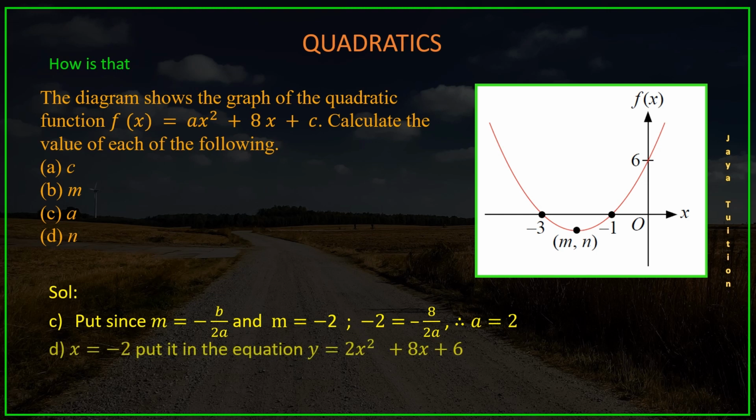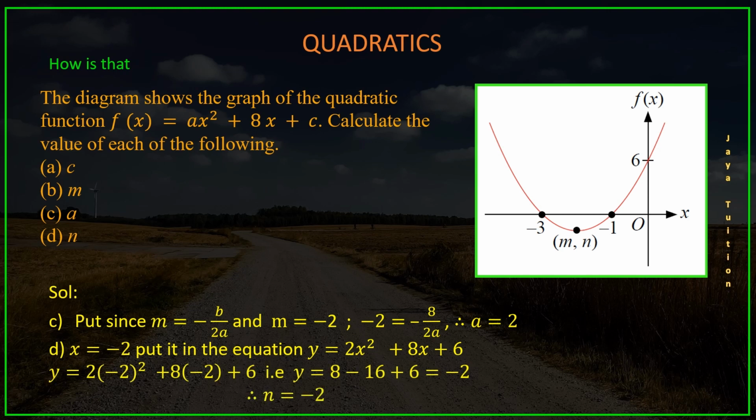In the d subsection which is given here, we have to find the value of n. Since we found out the value of m, we put the value of m, that is x is equal to negative 2, in the equation y is equal to 2x squared plus 8x plus 6. We evaluate it and we get the value of n to be equal to negative 2.